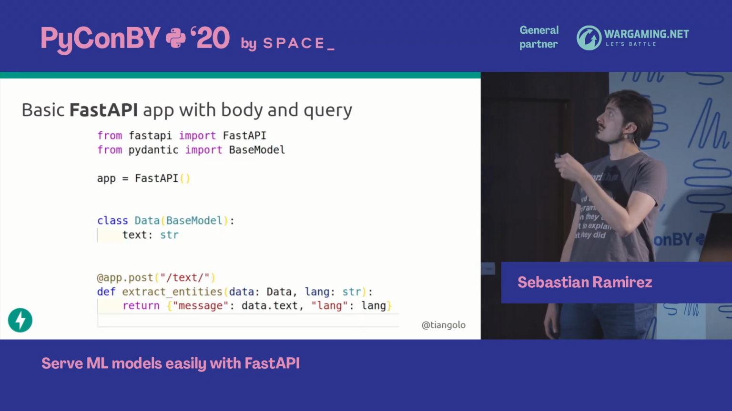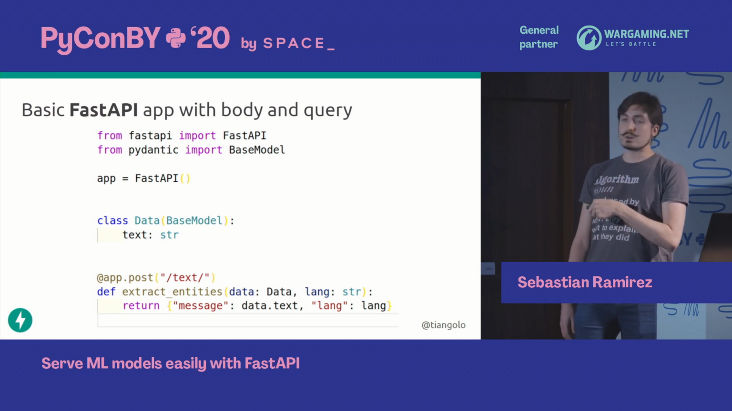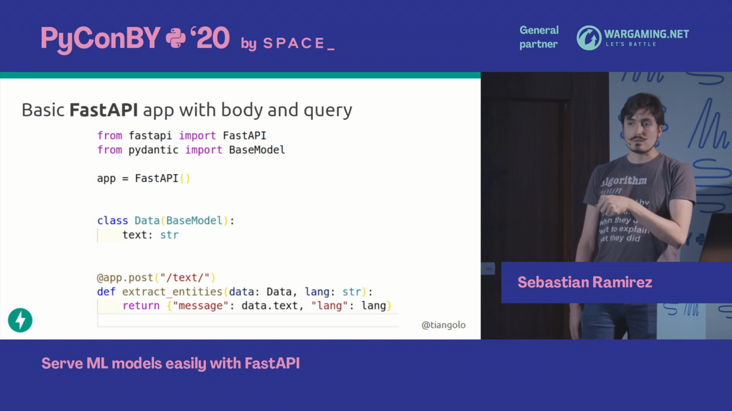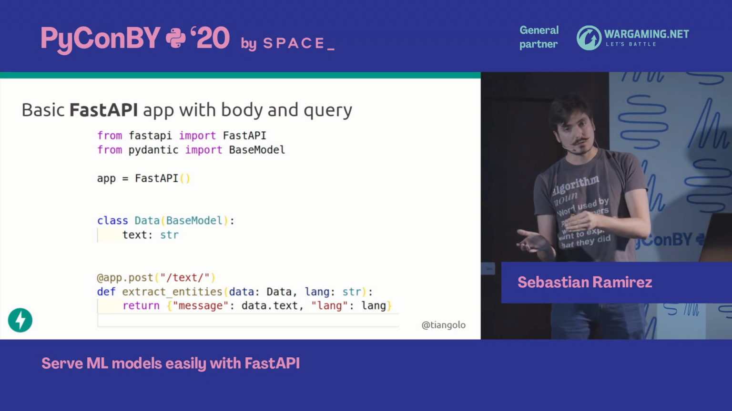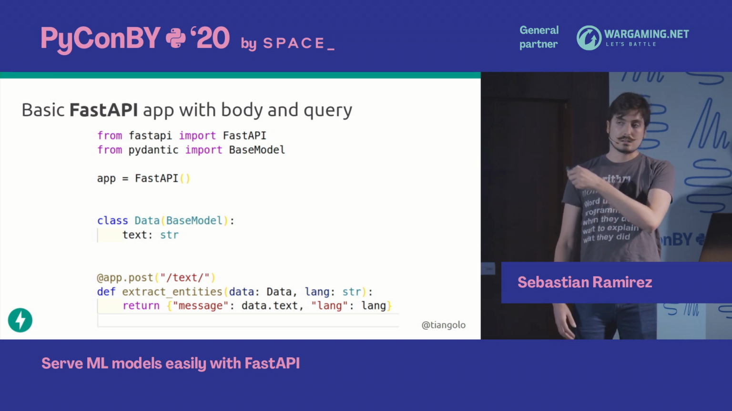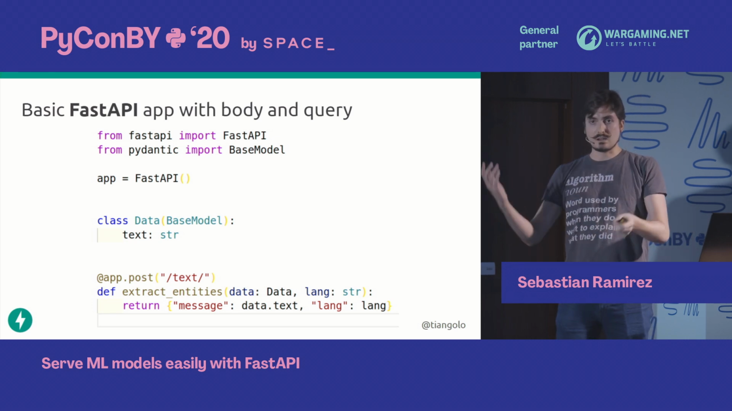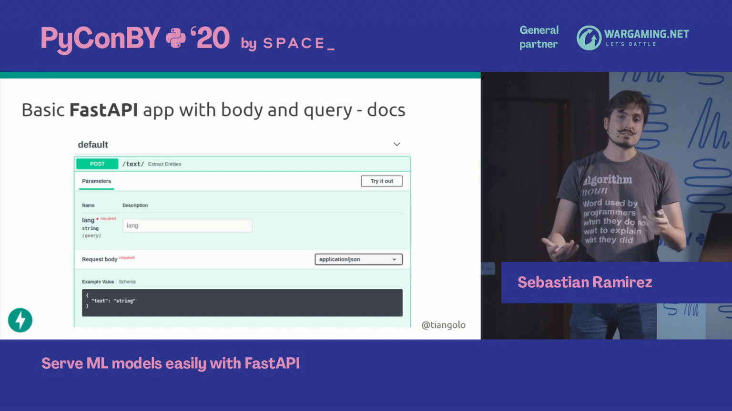Then let's say that we want to have a body, but we want to put the language in a query parameter. We can just separate that, add it to the parameters in the function, and then FastAPI will know to convert which comes from the body, which comes from the query, which comes from the path. And there are components to extract information from headers, from cookies, and everything. And then the documentation is generated automatically.